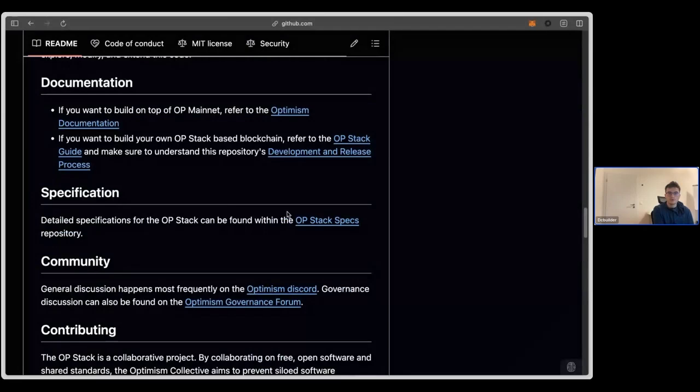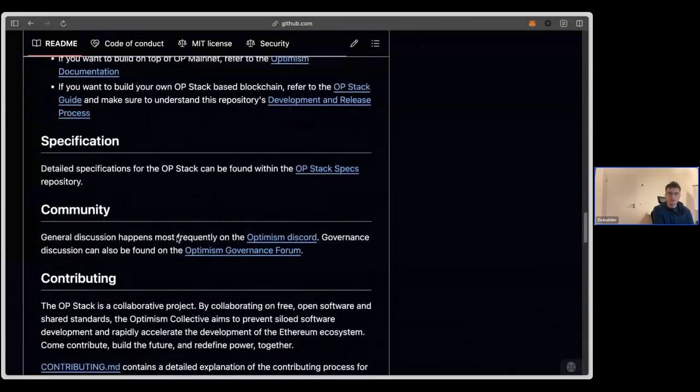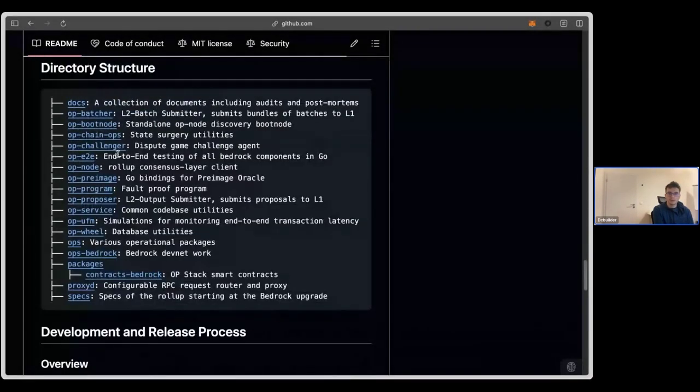So if you're ever curious about the technicalities of it, you want to watch more videos or read about where everything is, right? We have things like the Optimism Challenger, which controls the dispute game agent for the fault-proof program. There's the actual fault-proof program implementation.